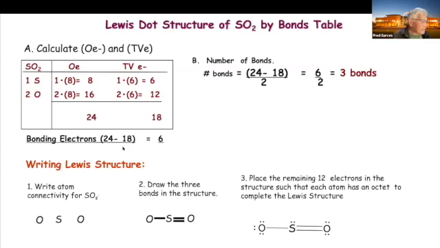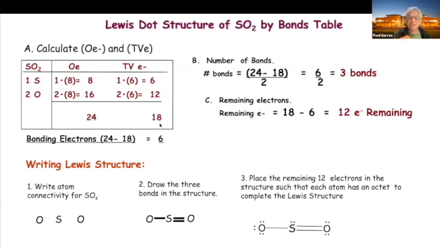Now, of the 18 electrons in our total valence electrons right here, we've used 6. 18 minus 6 is 12. That means that we have 12 remaining electrons that we haven't touched yet. 12 divided by 2, that's 6 lone pairs. Okay, that's what we have right here. Remaining electrons, 12. 12 divided by 2, 6 lone pairs.